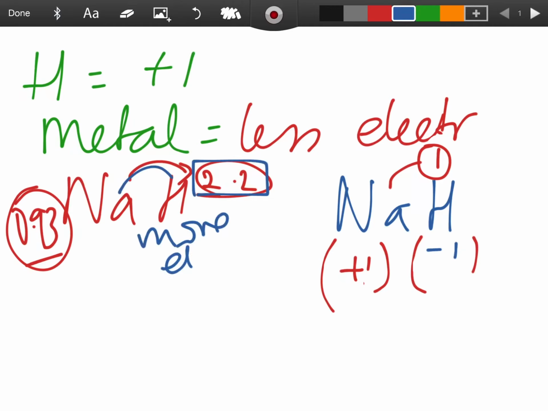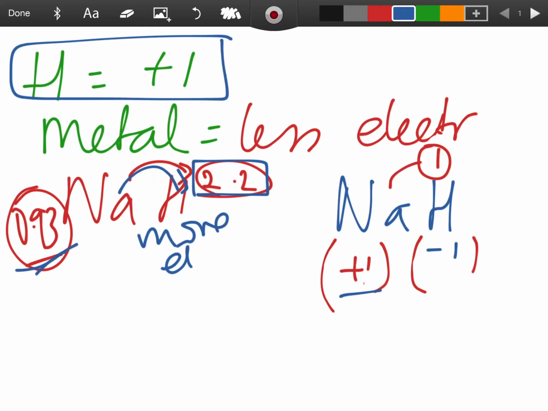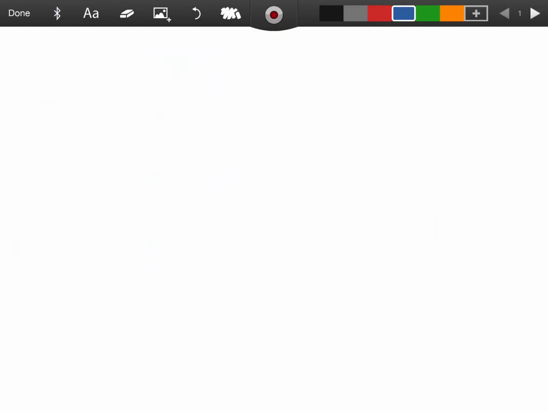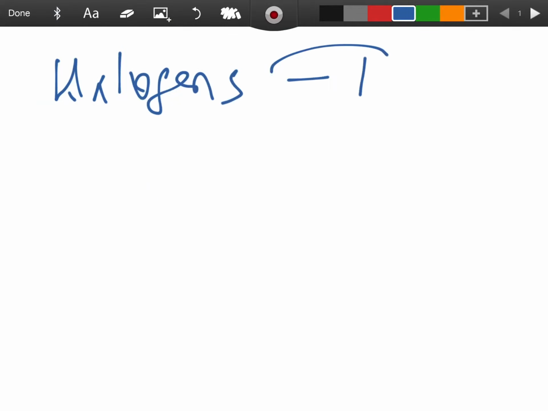Hydrogen is minus 1. And how will you explain that to yourself? You're going to say that hydrogen is more electronegative, so it takes the electron from sodium. Sodium is plus 1, hydrogen is minus 1. Okay, so again, normally hydrogen is plus 1, except if the hydrogen is bonded to something which is less electronegative. Then the sodium is losing an electron, becoming plus 1, and the hydrogen is gaining the electron, becoming minus 1.